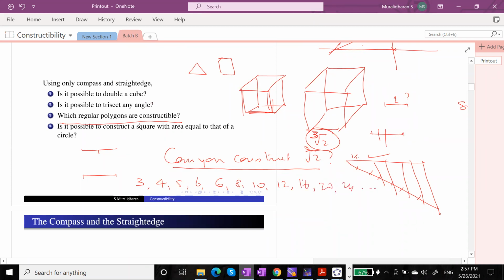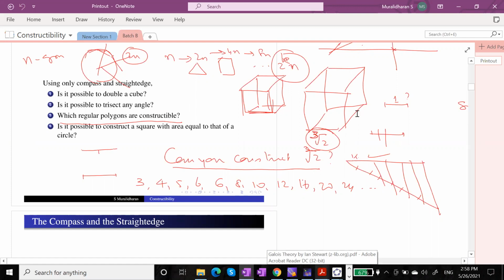All these things are possible because if I can construct an n-gon, suppose I have these n-gons, if I bisect all these sides, those vertices along with the original vertices will form a regular polygon of 2n sides. So once I can construct n, I can construct 2n also, or 4n, or 8n. More generally, I can construct 2 power k into n sides. So all these things are possible, and we have 3, 4, 5, 6, and so on. All these things have already been done using the regular compass and so on.